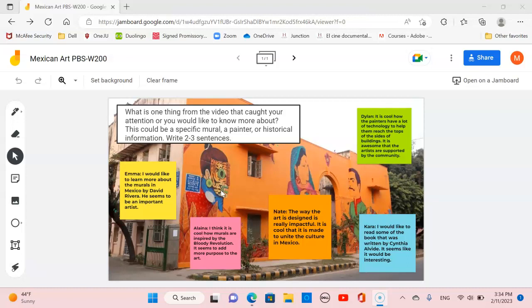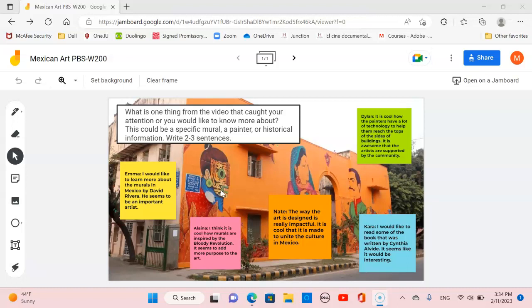Jamboard. So this can be a specific mural that you saw that caught your eye. It could be a painter, or just historical information that was interesting or you'd like to have expanded on. And then specifically write 2 to 3 sentences so I know you're actually trying to really say something.